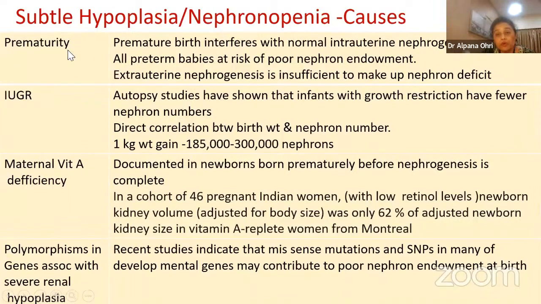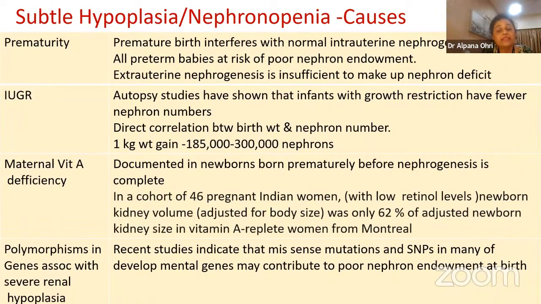Now, with regards to prematurity, we have already seen multiple times that nephrogenesis stops at 36 weeks and is most active between 20 to 36 weeks. So if a baby is born early, 60% of nephrogenesis happens after 28 weeks. So preterm babies do not undergo normal intrauterine nephrogenesis. It's not that nephrogenesis stops when they're born. It does happen after birth too, but it is not proper and it is insufficient to make up for the nephron deficit. So all preterm babies are at risk of poor nephron endowment and at risk for subsequent CKD and hypertension in adult life.